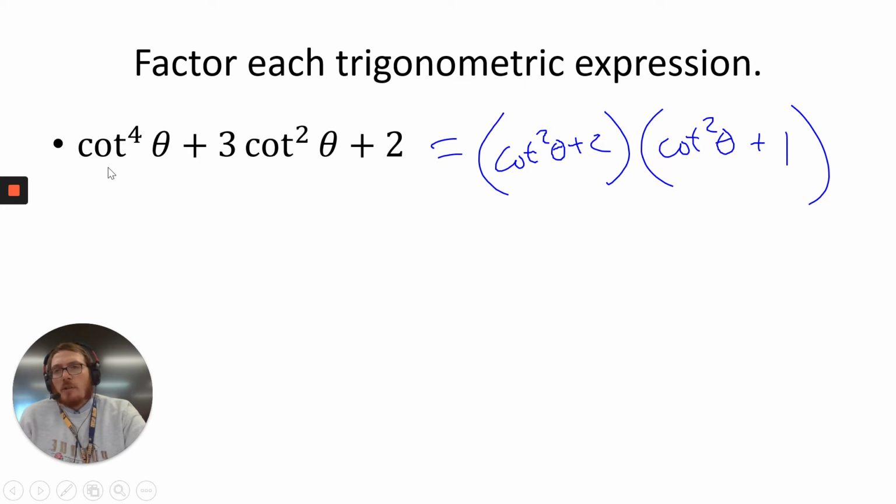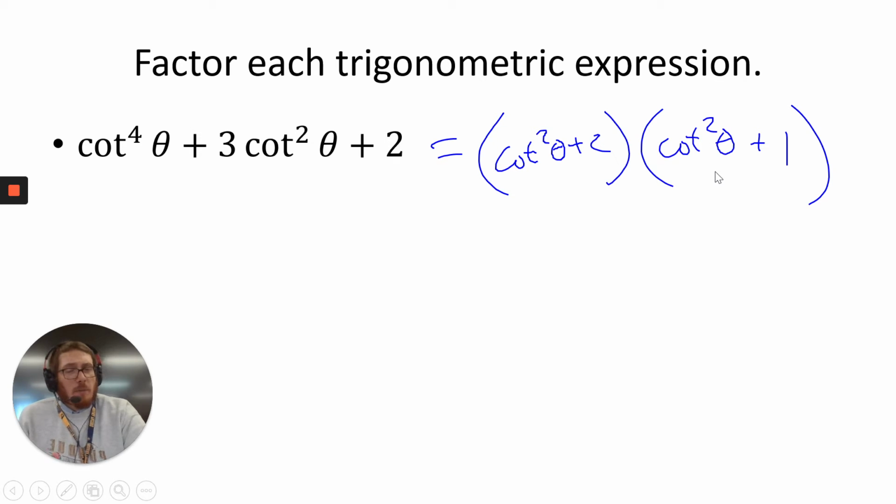On this next one, you have cotangent to the fourth. Now this one's actually a little bit easier than some of the other ones you might see because everything's addition. Cotangent to the fourth has to be cotangent squared times itself, and then plus 2 has to be plus 2 times plus 1 because the middle term is positive 3. If that was a minus 3, they would both be minuses.